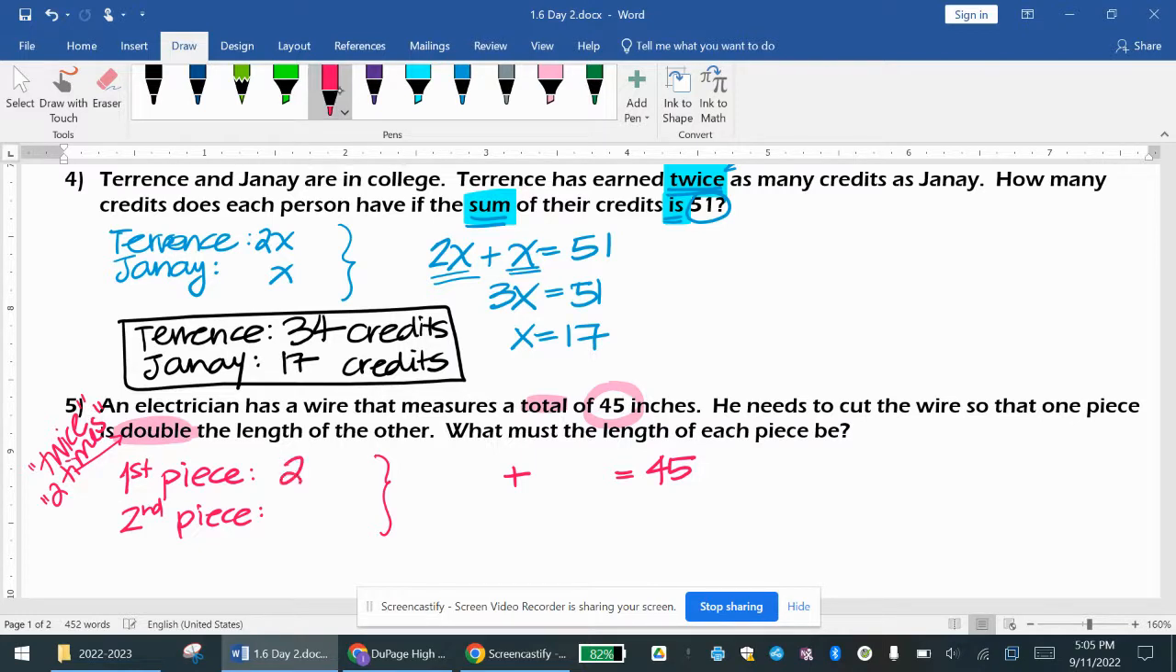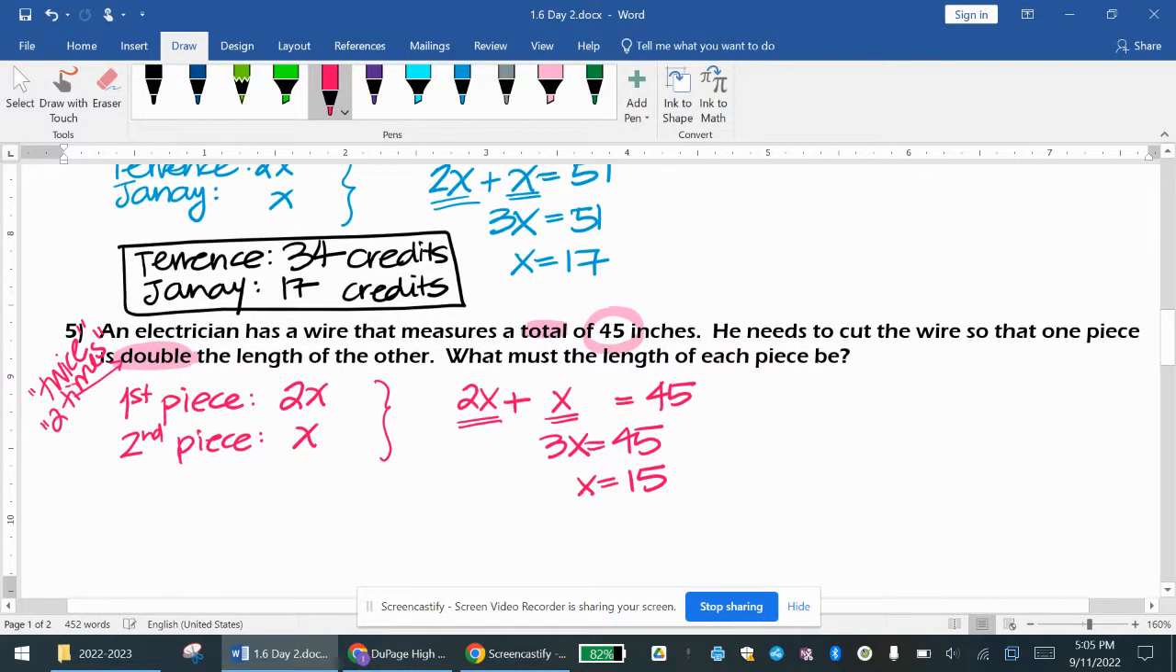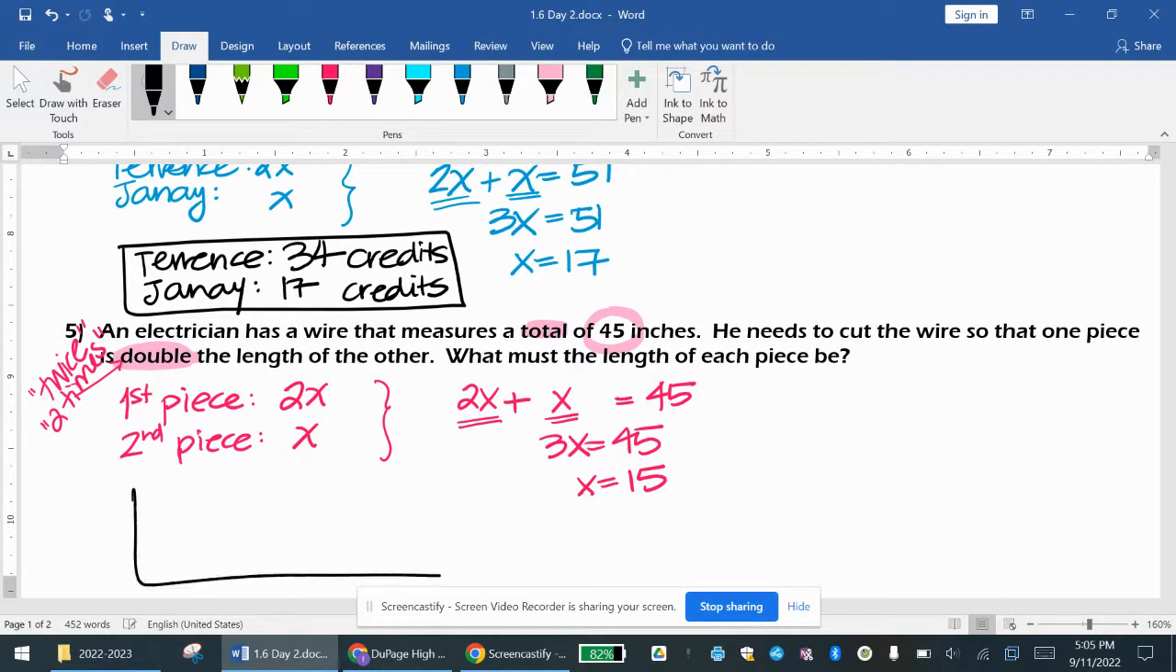So they can say twice as big or double the length. Now it doesn't matter which one's bigger. I'm just going to go ahead and make the first piece bigger. And then I'm going to substitute those into my equation. Notice I've got some like terms. Divide by 3 and you get 15. So what are the lengths of the pieces? The correct answer is one is going to be 30 inches and the other one's going to be 15.